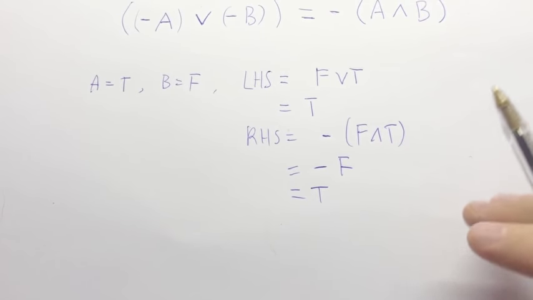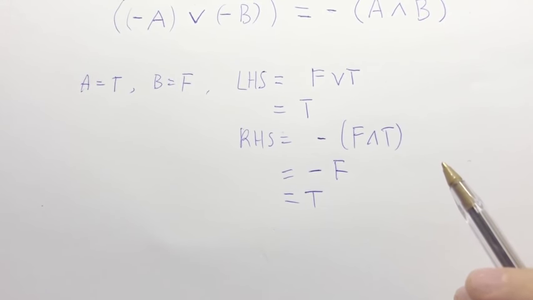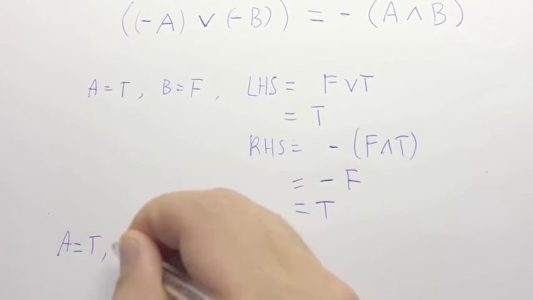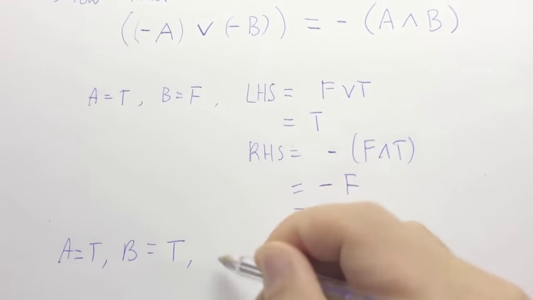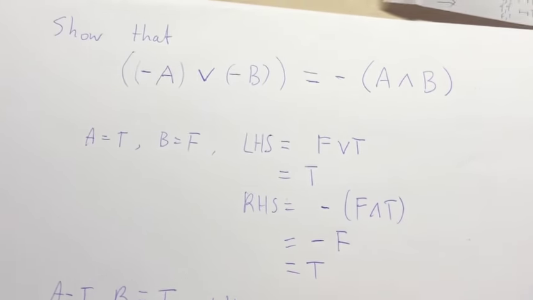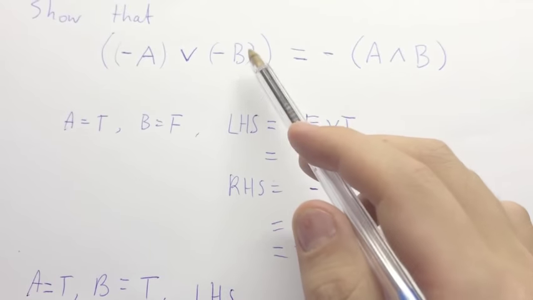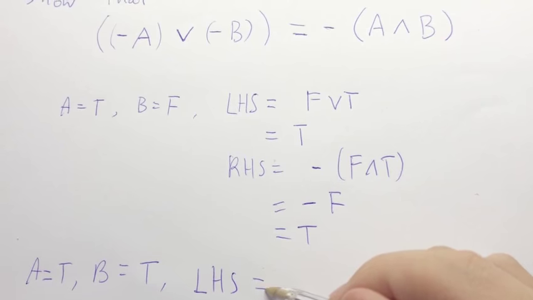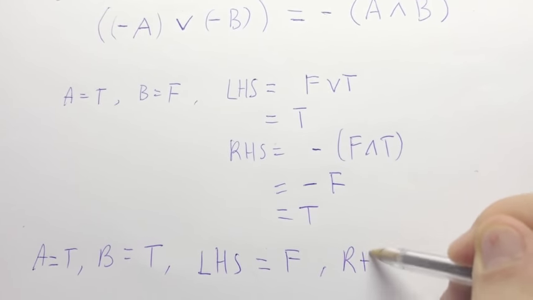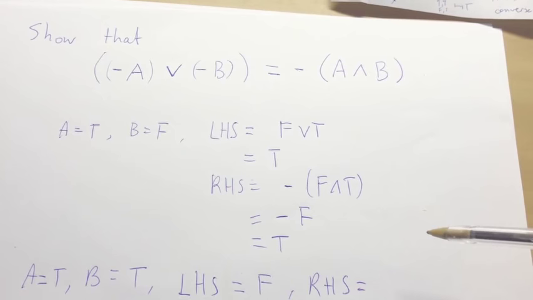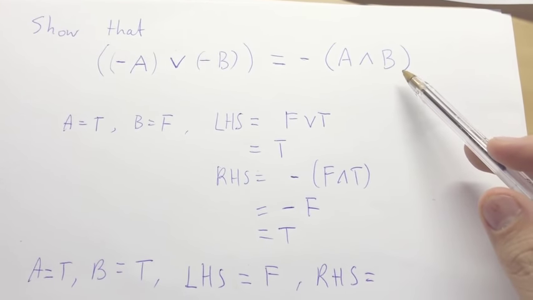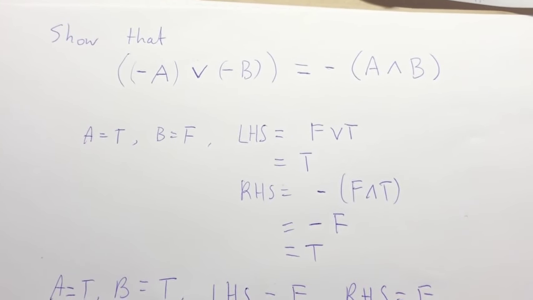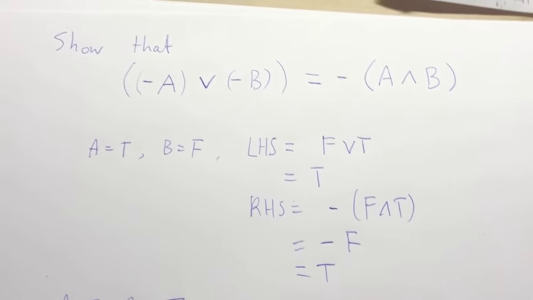Okay, so let's suppose both are true. Then the left hand side is false or false, and neither of them being true, the or is also false. And the right hand side is true and true, so that's true. The negation of true is false. So see how both left hand side and right hand side are equal.